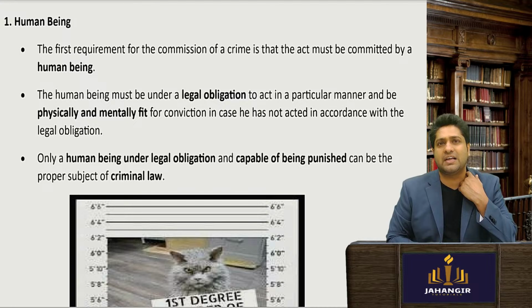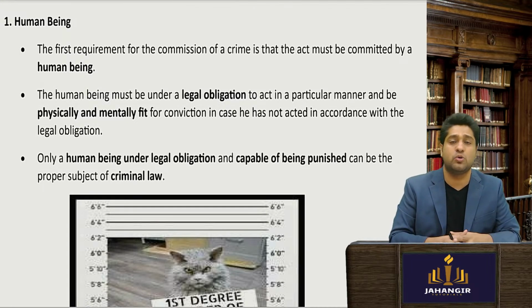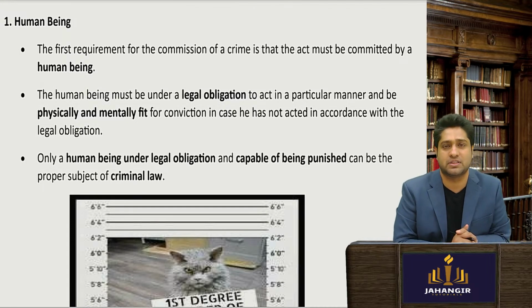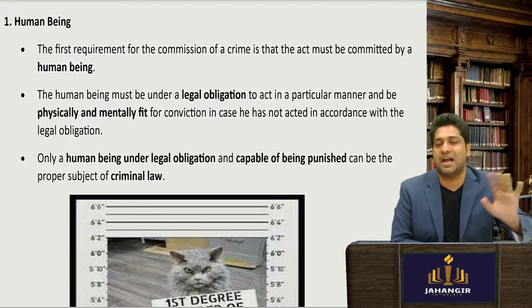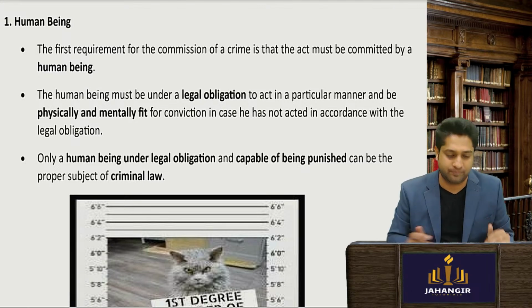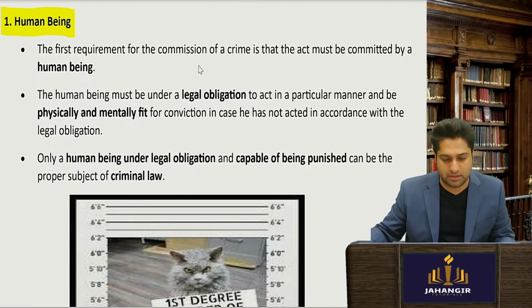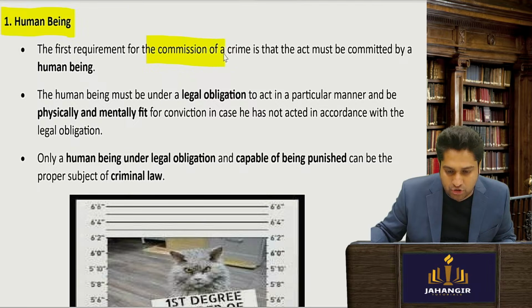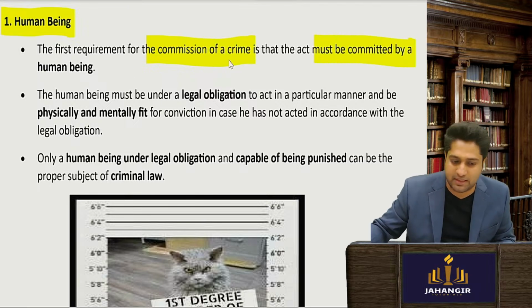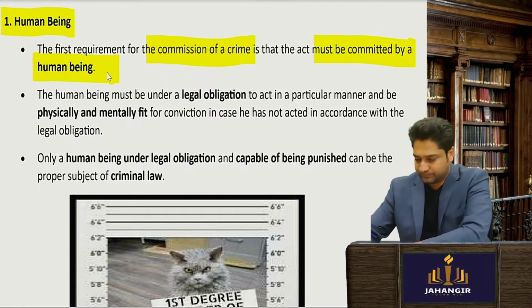Even if, let's say, there is a ferocious animal, it goes and bites someone and kills the person, the owner can be held liable but not the animal, because the first important component is it should be a human being. So the commission of a crime must be committed by a human being first.